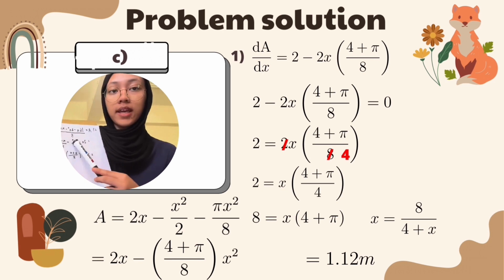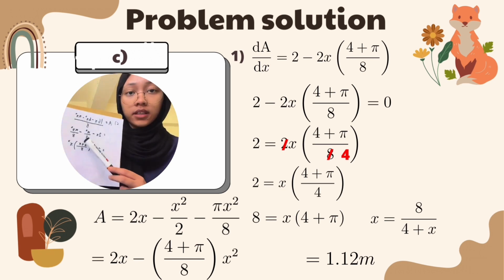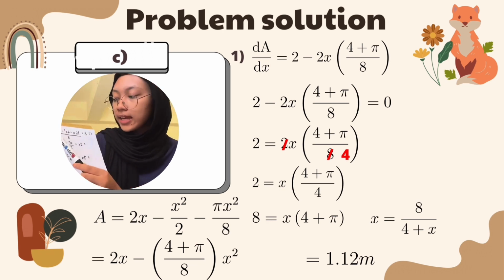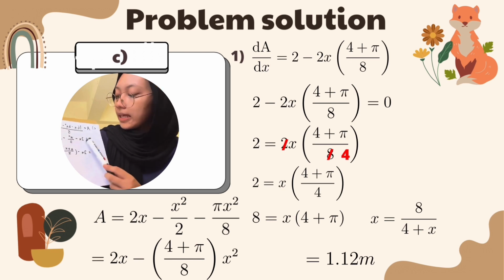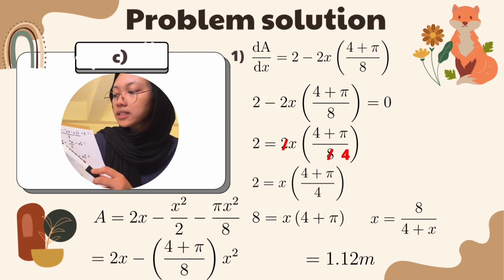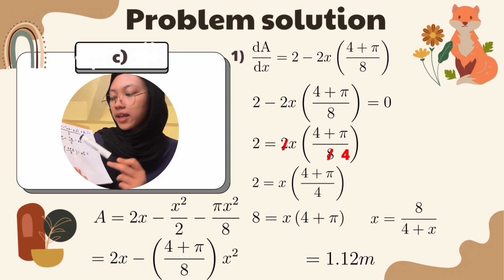For question C, it is stated that A equals 16x minus 4x squared minus pi x squared over 8. So we're gonna simplify the equation by dividing the equation with 8. So it will be like this: 2x minus x squared over 2 minus pi x squared over 8.